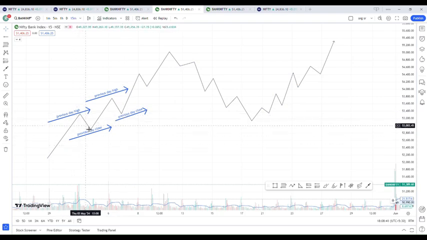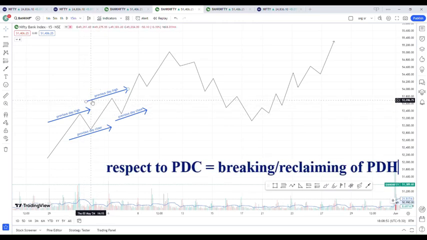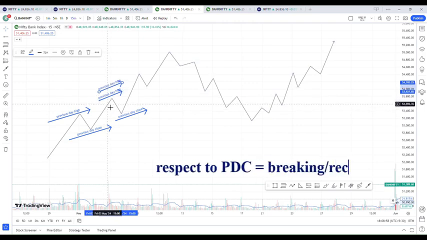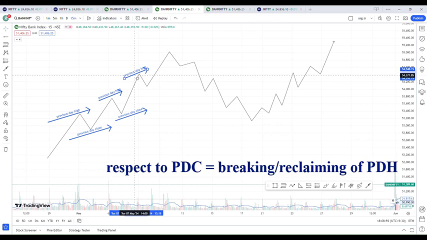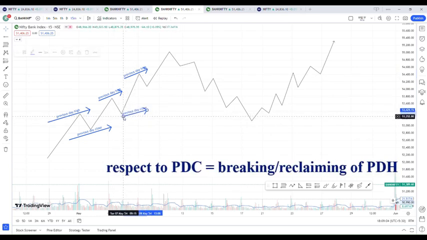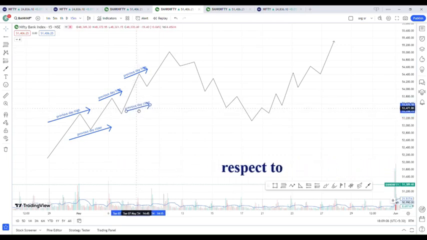It means the market is respecting the previous day close and is breaking the previous day high. It is making the price go upwards. It is taking the market in the upward movement. What happens next? The market again makes a new high, and here, suppose this is the previous day close.